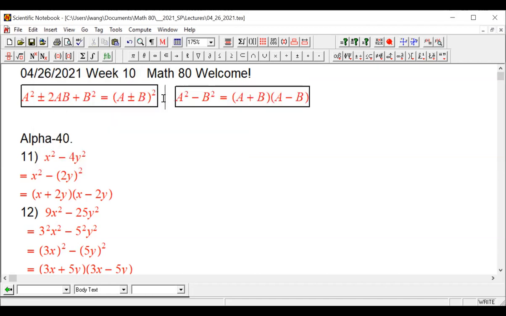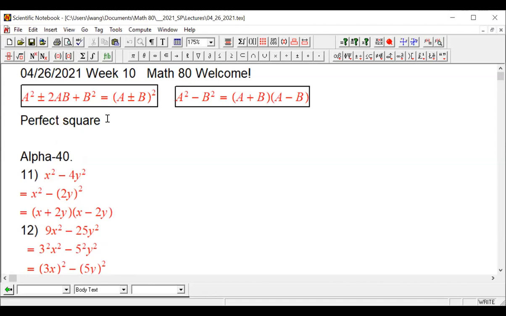Okay, so the first formula is called the perfect square formula. And the second one is called the difference of squares. So they're called differently, and they're being addressed in these different ways. Okay. All right, so far so good.